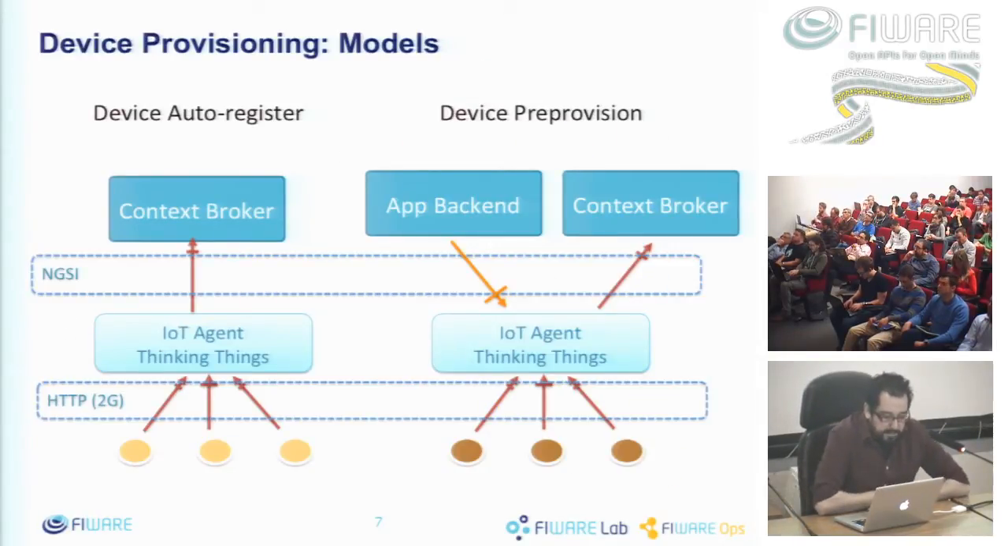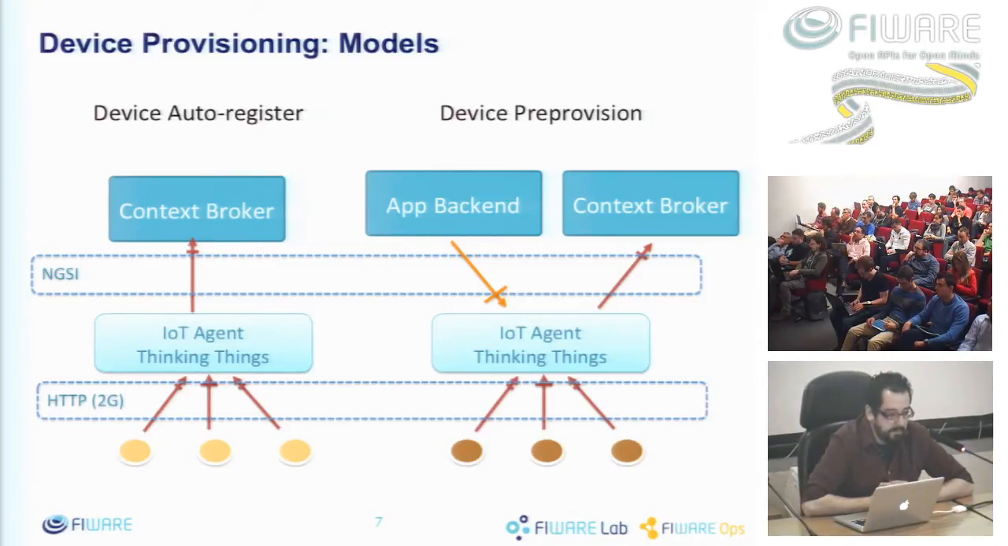Well, about the device provisioning models, as we have said before, in order for the IoT agent to process the request of the devices and to have all the information that it needs to write the context information into the context broker, it needs the devices to have some form of provisioning or auto-registration in the system. The IoT agent provides two ways of registering devices.